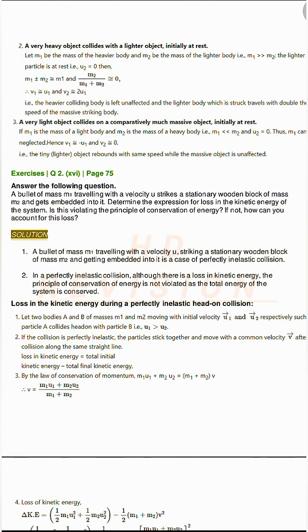Solution. 1. A bullet of mass m1 traveling with a velocity u, striking a stationary wooden block of mass m2 and getting embedded into it, is a case of perfectly inelastic collision. 2. In a perfectly inelastic collision, although there is a loss in kinetic energy, the principle of conservation of energy is not violated as the total energy of the system is conserved. Loss in the kinetic energy during a perfectly inelastic head-on collision.